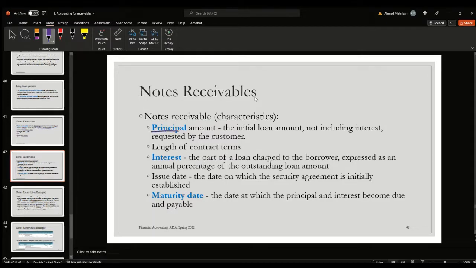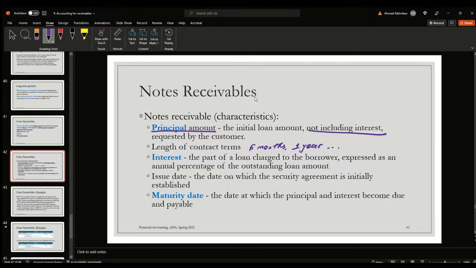First of all, it has the principal amount. The principal amount is the initial loan amount. That doesn't include interest at all. It is just that principal or first amount that the customer gets from the buyer. Then the length of the contract, so it can be 6 months, it can be 1 year or more.